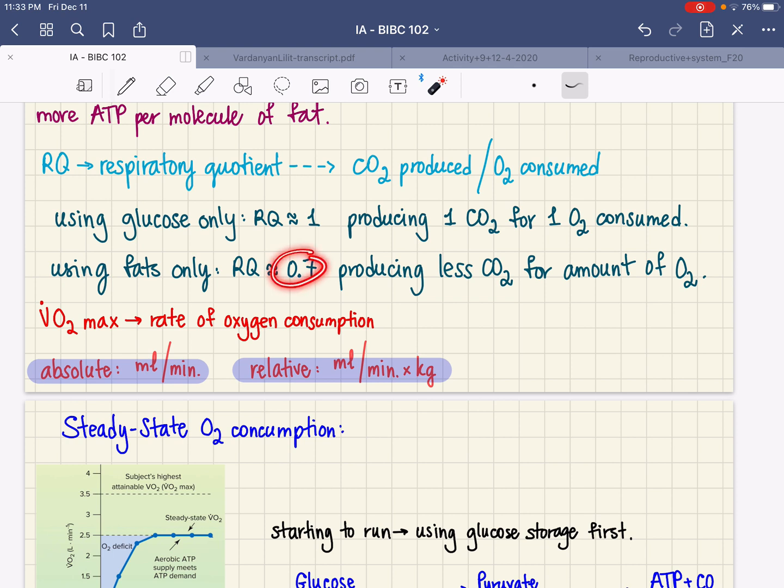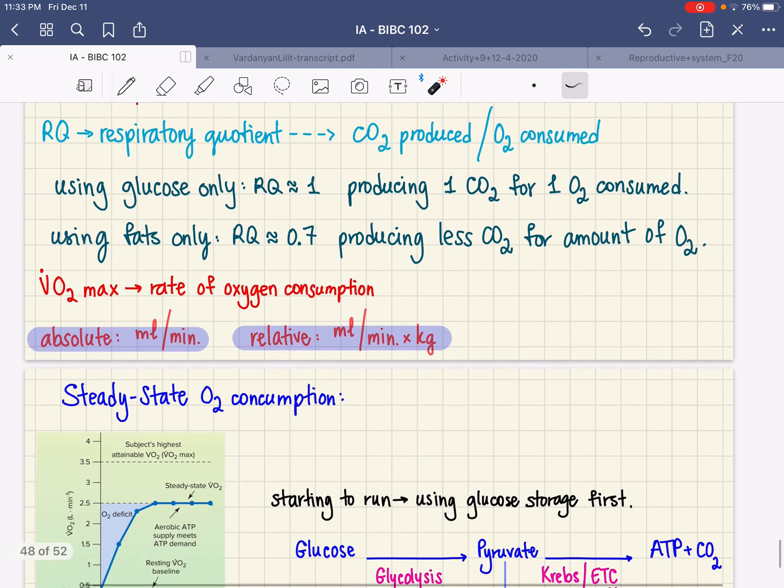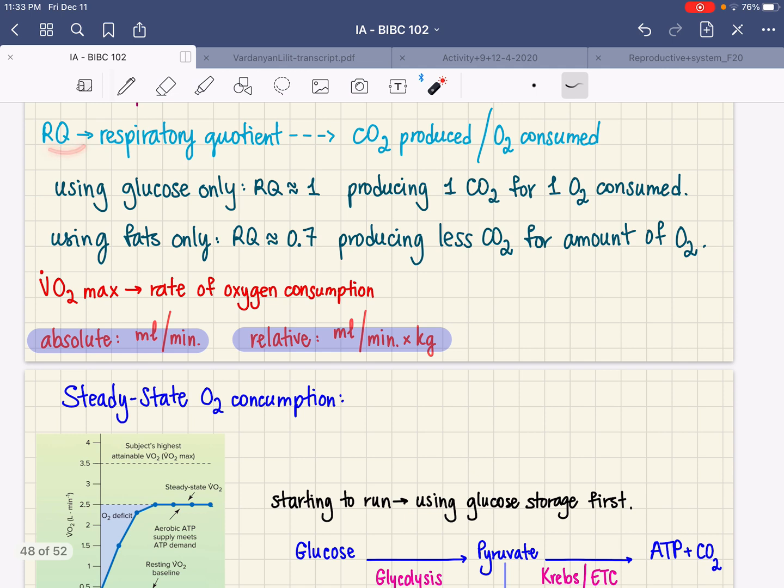These two are the measurements, the extreme measurements, right? Let's say if I go out and I start going for a walk, a slow walk, my RQ could be around 0.85 maybe, right? Somewhere in the middle. This will mean that I'm using a little bit of glucose and a little bit of fat to get my ATP. Okay, so hopefully those concepts made sense. And basically RQ tells us what type of ATP or energy source is an individual using in a given time.